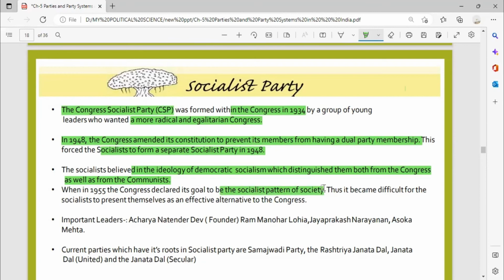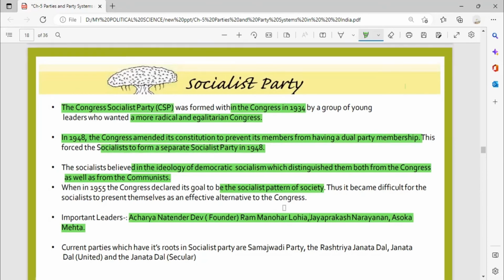Who were the important leaders of the Socialist Party? Acharya Narendra Dev was the founder. Ram Manohar Lohia, if you remember, we talk about Ram Manohar Lohia in the context of Samajwadi Party, Janata Party. Then Jayaprakash Narayan, one of the main leaders. Ashok Mehta, all such great economists. Such great people were part of the Socialist Party. Current parties which have their roots in the Socialist Party are Samajwadi Party, Rashtriya Janata Dal, United, and Janata Dal Secular, JDS. All these have grown from the Socialist Party.